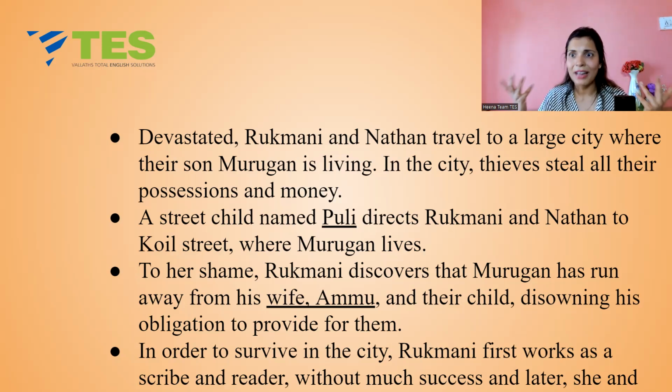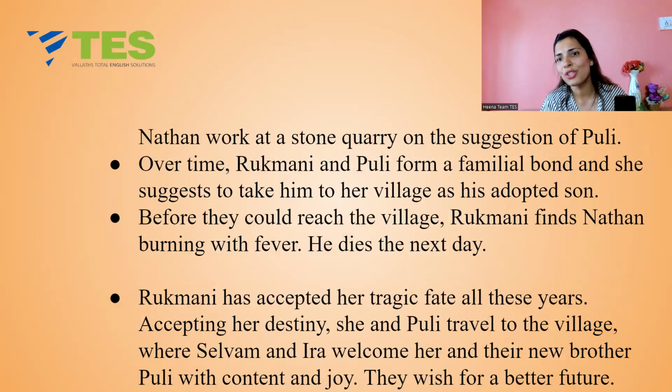She's clueless. And in order to survive in the city, she takes several jobs. First, she works as a scribe and a reader in the marketplace, but there's not much success because people can't accept that a girl can read. And second, she and Nathan work at a stone quarry on the suggestion of Puli, because of which they're able to get some money and save. Over time, Rukmani and Puli form a family bond. And she suggests taking him to her village as her adopted son. Okay, so Rukmani wants to adopt Puli here.